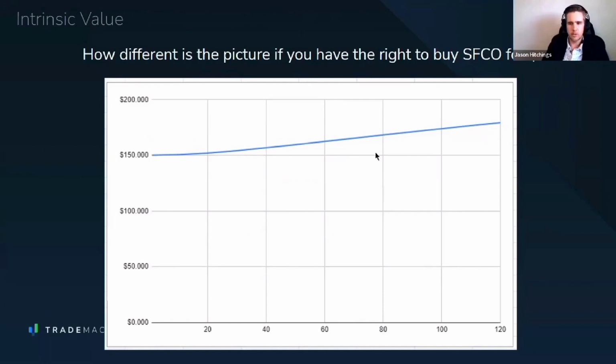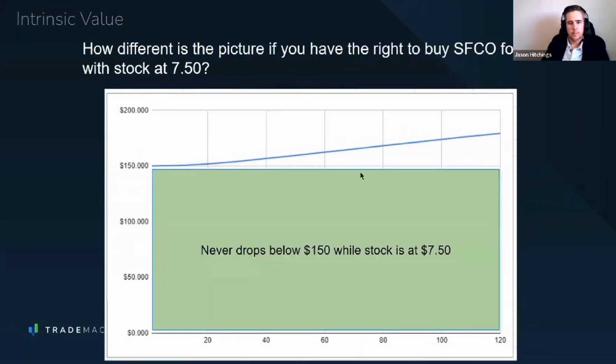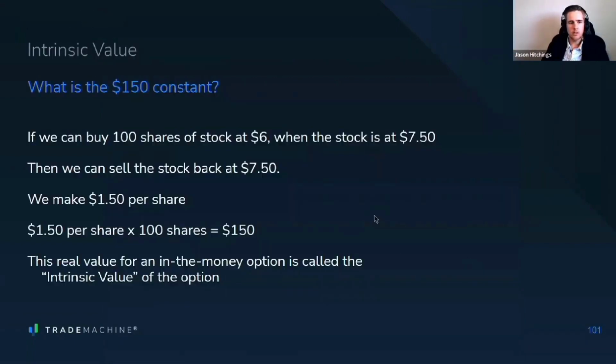When the option's at 750, assuming that the stock price doesn't actually change, but this is the number of days you have left. And you can see that as the days approach zero, the value is coming down, but it never drops below 150. That 150 is what we were just talking about. It's the constant real value, the intrinsic value in the option. And that value won't go away as long as the stock's at that price.